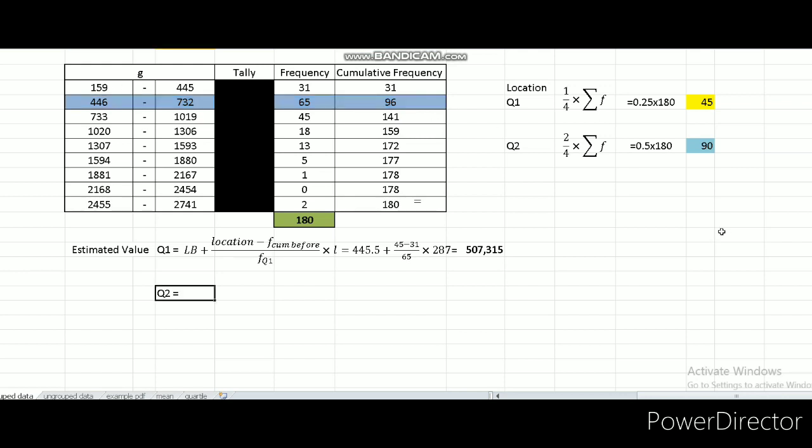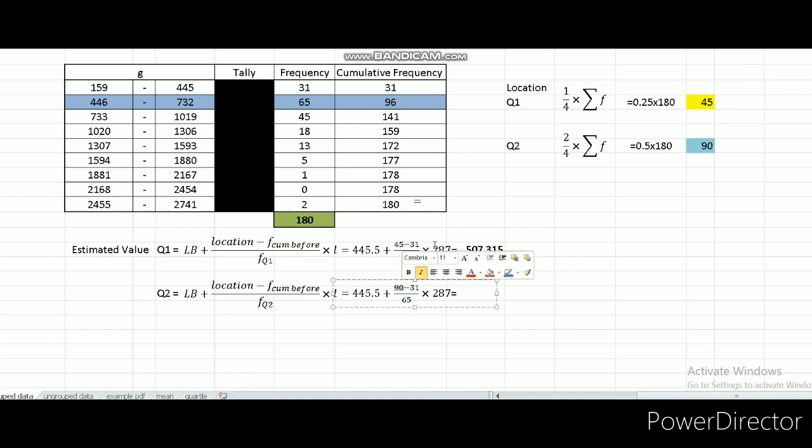So let's estimate the value of Q2, and the formula is almost the same. The lower border, the location, which will be the difference of the second quartile, and the frequency of the second quartile. All of it will be the same except the location, since we use the same group as the first quartile. So this is how you input the data. The location will be 90, not 45 like before, but the others will be the same since we used the same group.